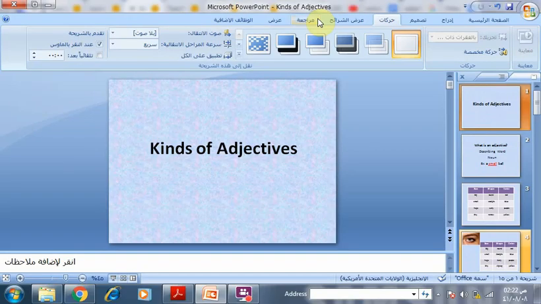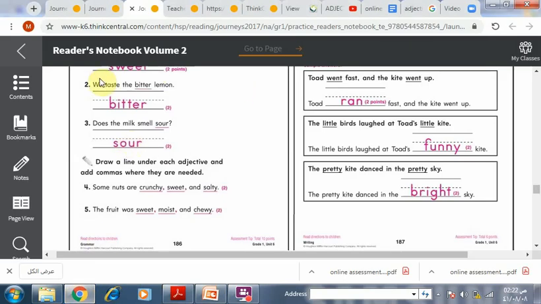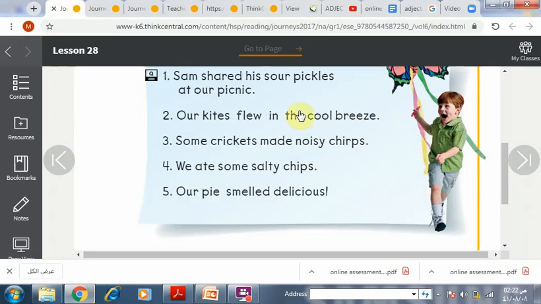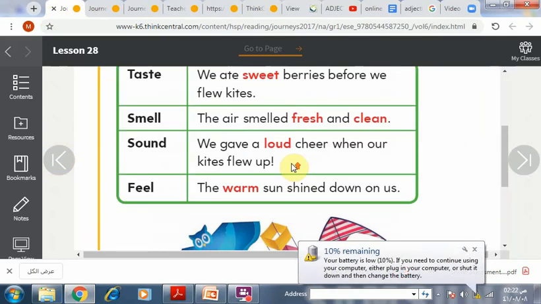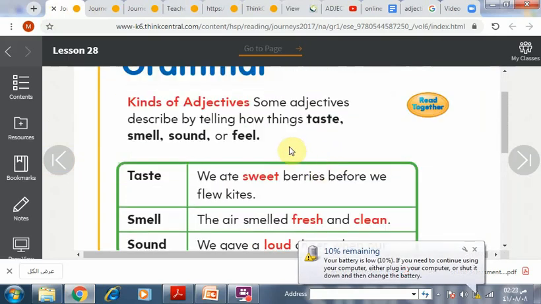Okay, now I'm done with explaining the lesson. Let's answer the book pages. First, get the SB book, page 110. Let's read quickly.